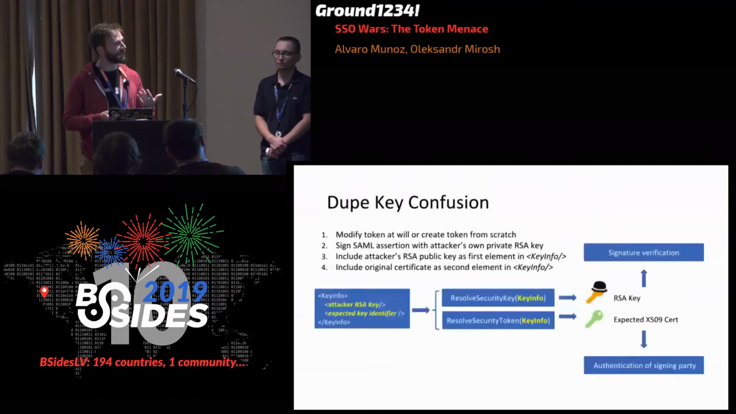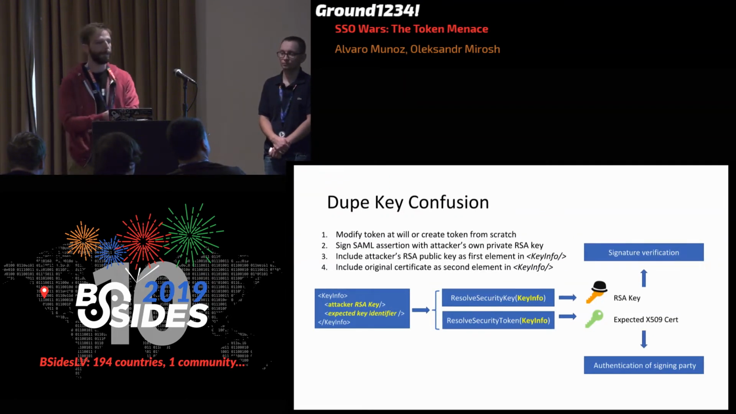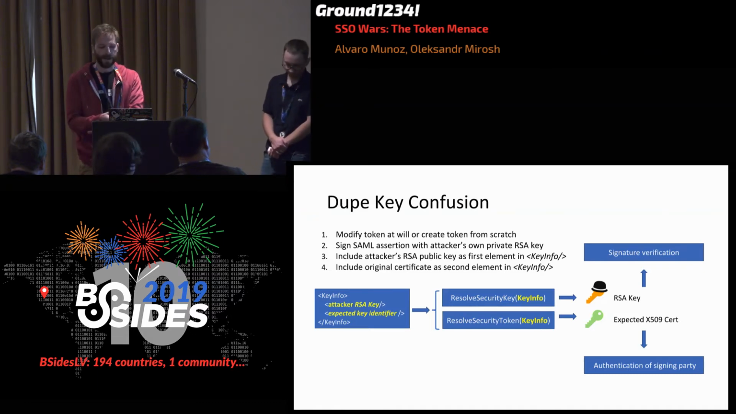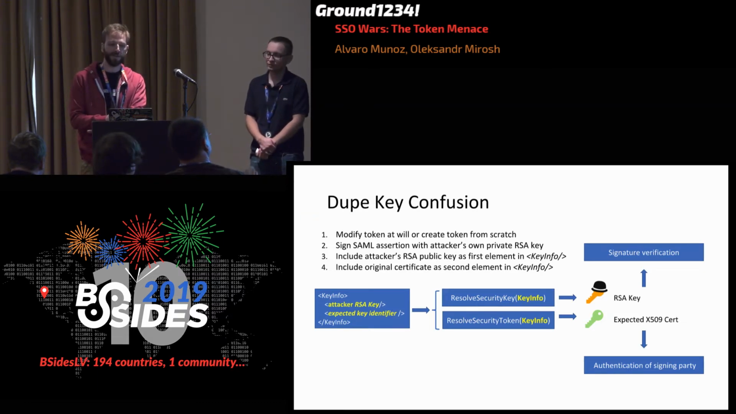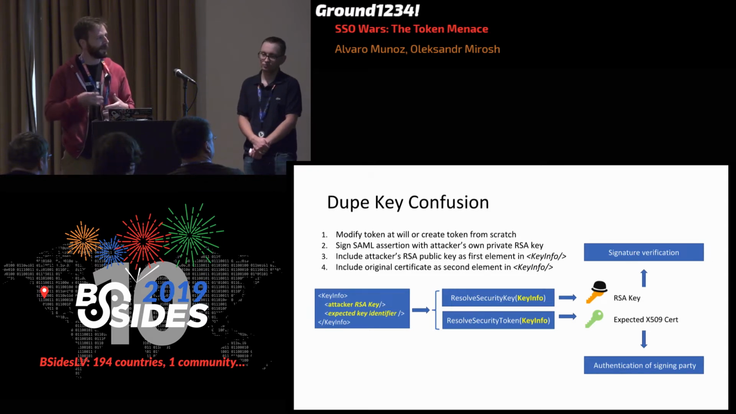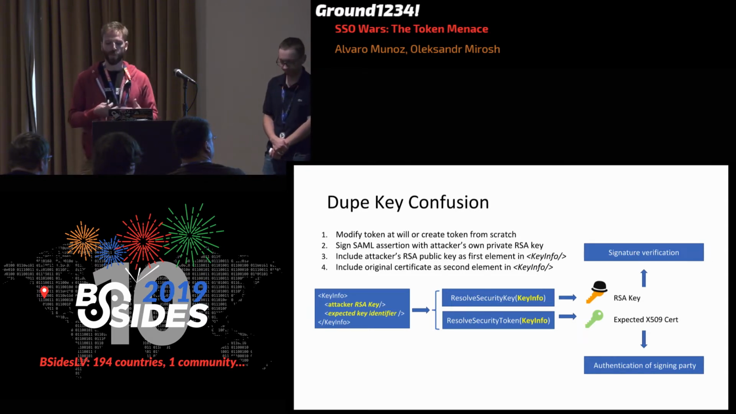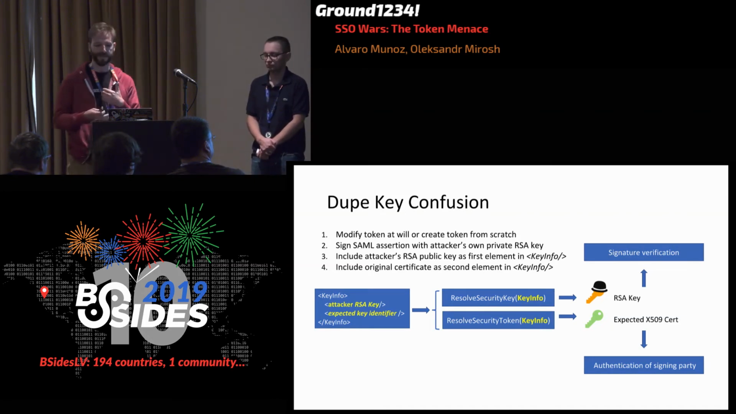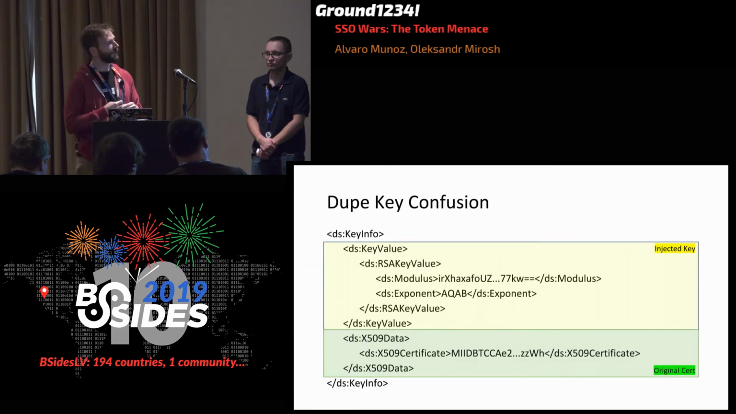So we can abuse that in a very similar way to what we did with Exchange, by resigning our token or crafting a token from scratch and then signing it with our own private RSA key, and then sending the public key of this RSA key pair along with the original and trusted certificate to the server. Again, the server will take one for signature verification and take the other one for authentication of the signing party, and we will be able to abuse that in order to make the server use our own RSA key for verifying the signature. So this is how it looks in XML.